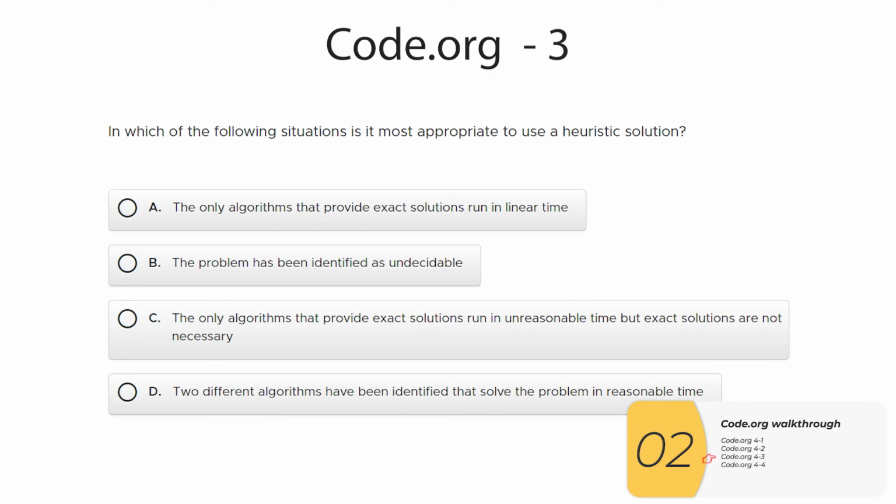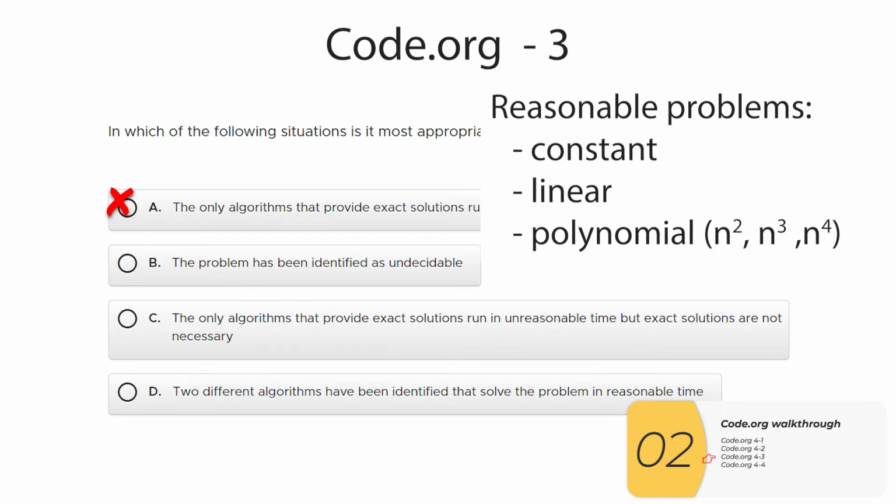All right, here's code.org's question. The first question is, in which of the following situations is it most appropriate to use a heuristic? Remember, we're going to use a heuristic when we reach the limits of our computing power, and the limit we're reaching is when a problem is unreasonable. So, A, the only algorithms that provide exact solutions run in linear time. No, this is not true. We've seen lots of examples of reasonable problems that run in times other than linear. So again, A is not true.